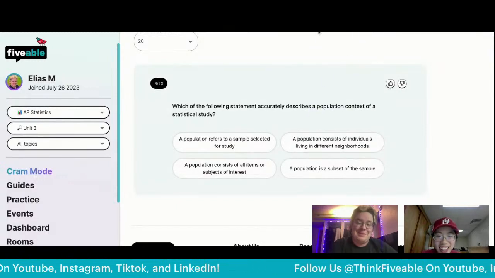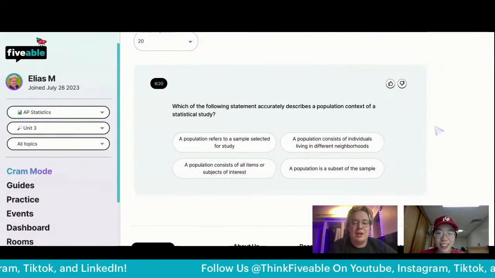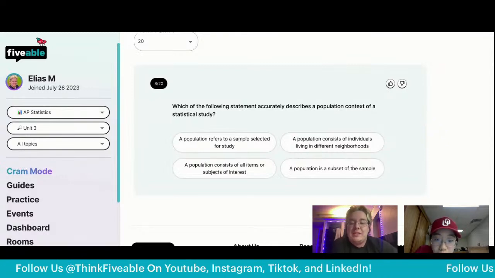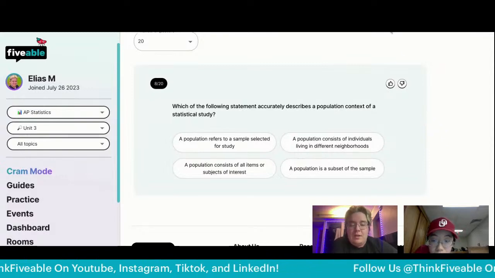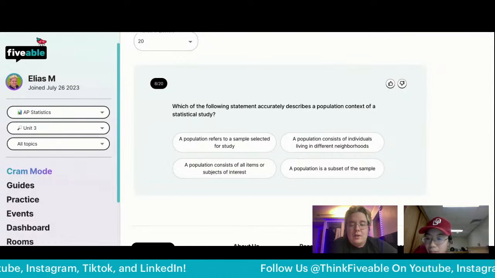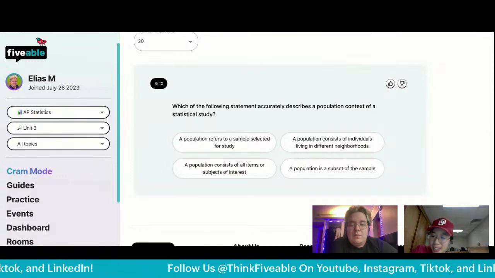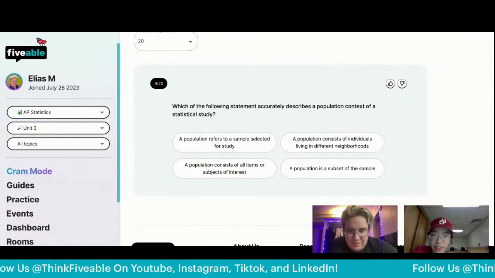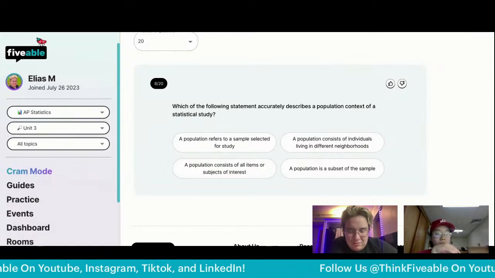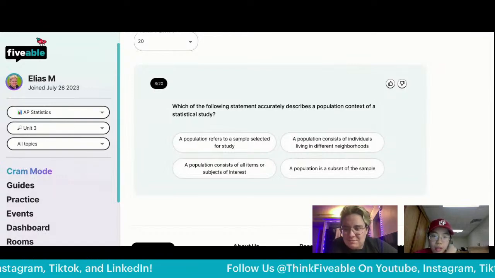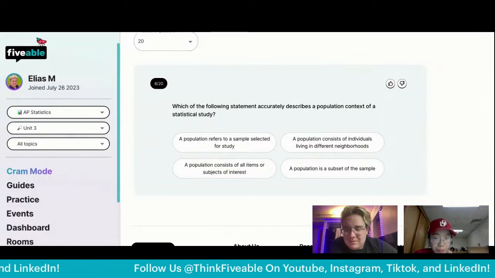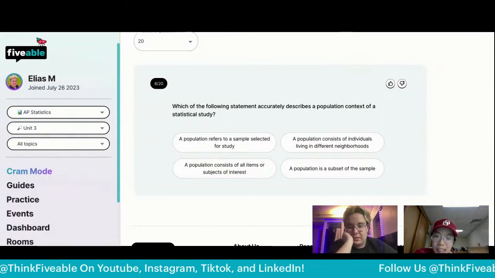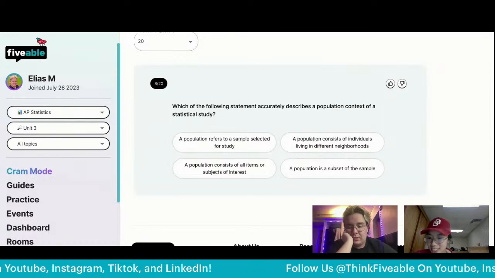Which of the following statements accurately describes a population in the context of a statistical study? So what's a population, basically? That's a weird way of asking that question. I think it's supposed to say accurately describes the population in the context of a statistical study.